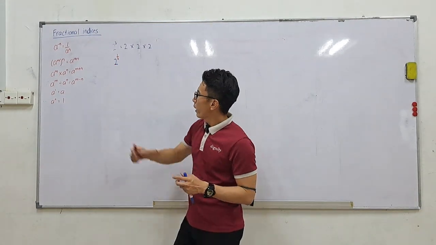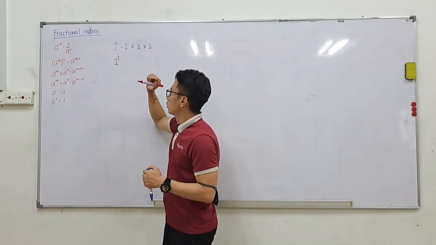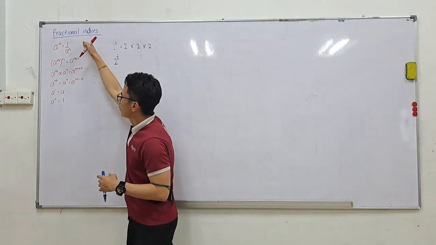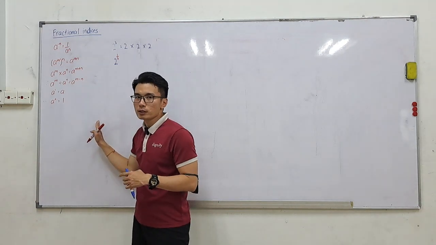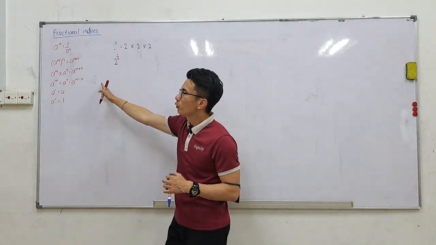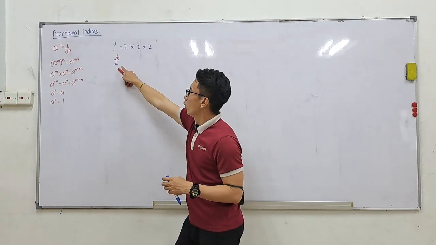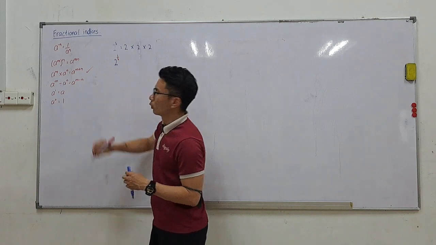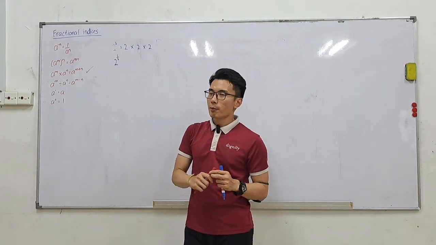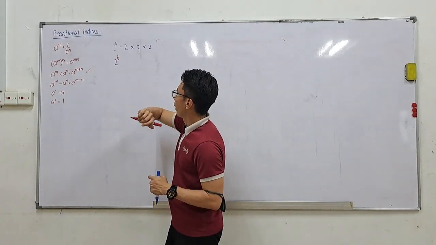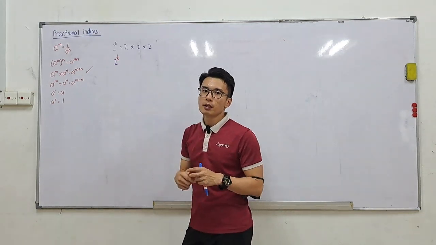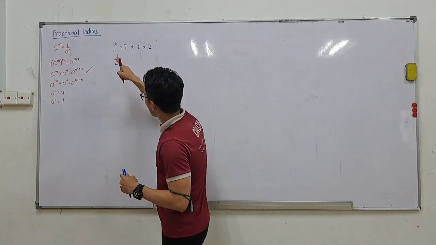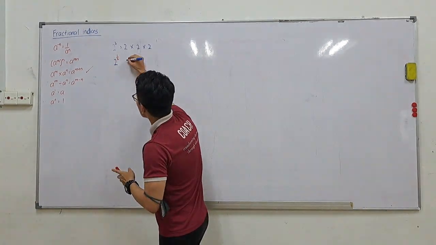To establish an understanding of this, we can use the rules that we know about indexes. We can use one of the rules here to help us understand it. Let's see what happens if I take this number and multiply it by itself.